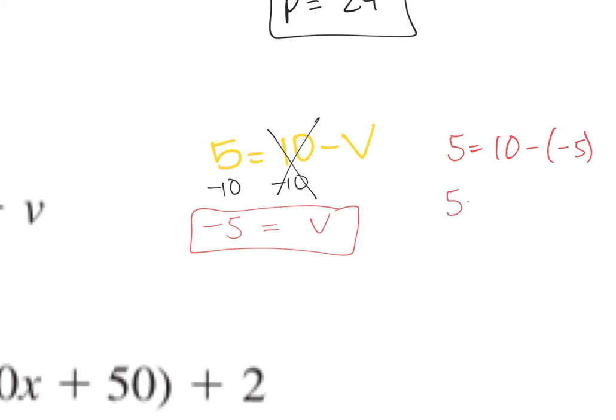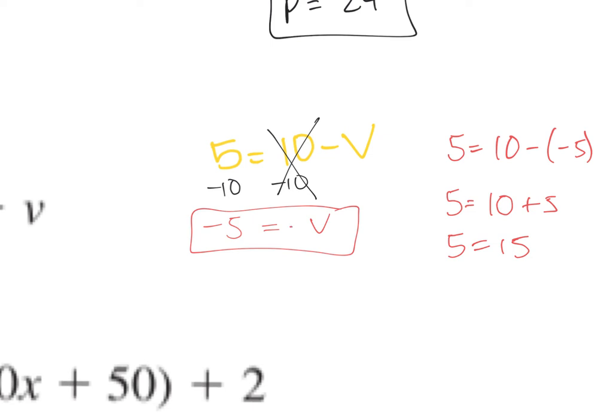We've got 5 equals 10. What's a minus a negative? That changes to a positive, right? So we're going to add 5. Does 5 equal 15? So my check didn't work. What does that tell me? I did something wrong. Did anyone notice what I did wrong from the beginning? What did I do?